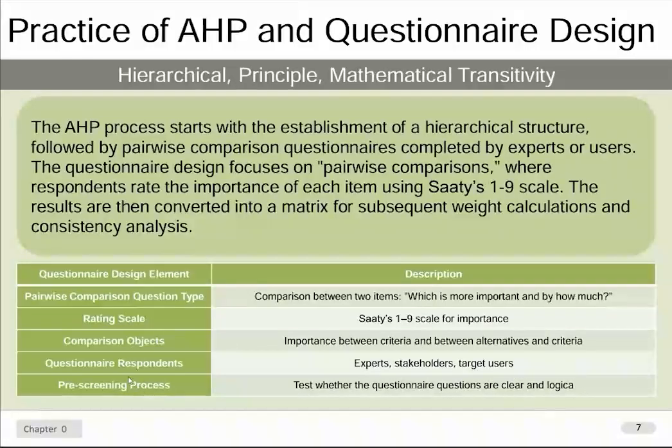And about the respondents, or let's say the surveys, usually we will ask experts. So probably we can ask professors or teachers or some professional designers, etc. But usually we don't get regular users, because regular users are probably not that good at dealing with this kind of mathematical questionnaire. Okay, so that's about the practice of AHP.